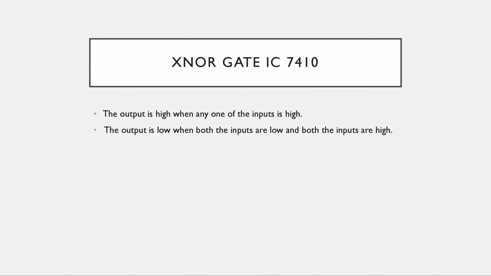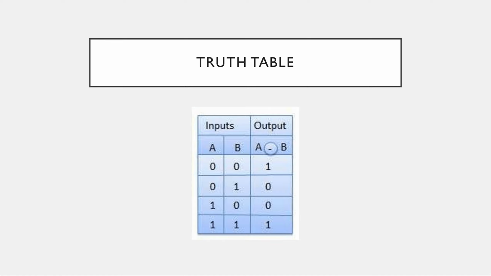Now, exclusive NOR gate. The output is high when any one of the outputs is high. The output is low when both the inputs are low and both the inputs are high. From this truth table, we can see that inputs with the same values give the output 1. If the values are different, then the output is 0.